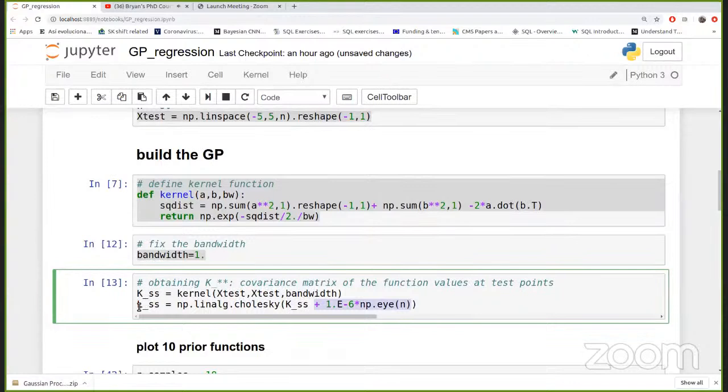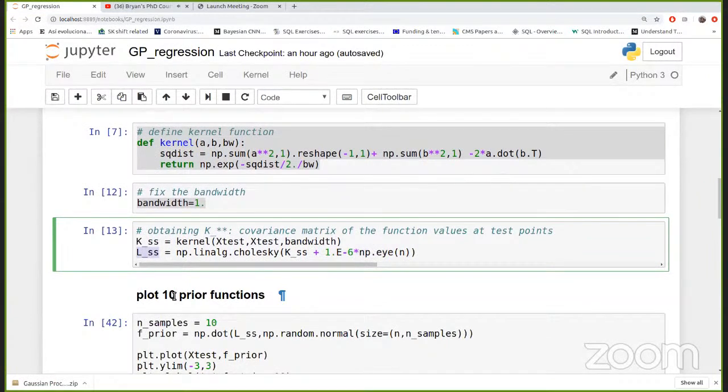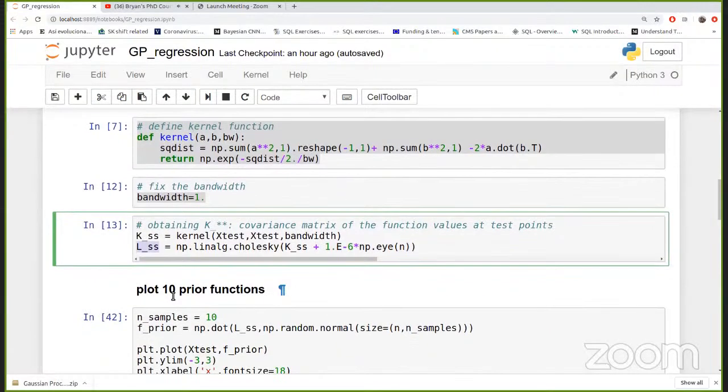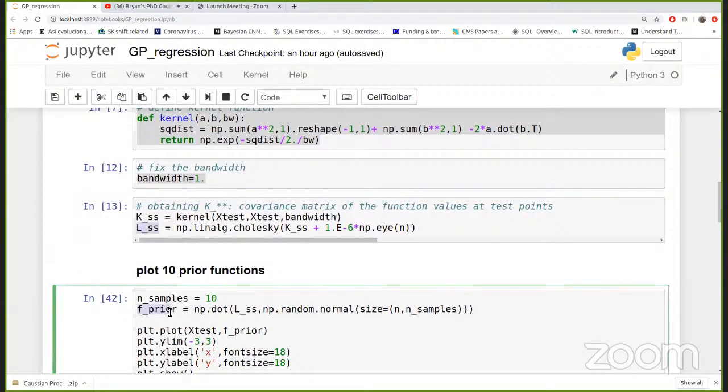Anyways, what I wanted to show you is that once I have my covariance matrix and my matrix L from the Cholesky decomposition, I can plot the number of functions I want. For example, let me plot 10 prior functions. So the prior is just mu, but mu is 0, so this term is not entering, plus L times a standard multivariate normal.